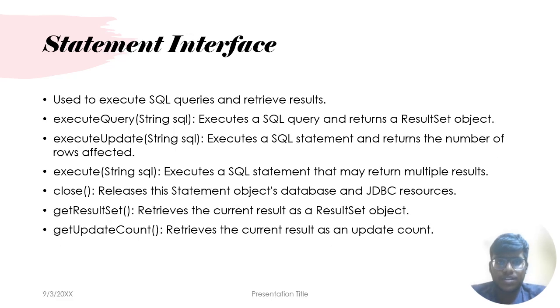The Statement interface is used to execute SQL queries and retrieve results. executeQuery executes a SQL query and returns a ResultSet object. executeUpdate executes a SQL statement and returns the number of rows affected. execute executes a SQL statement that may return multiple results. close releases this Statement object's database and JDBC resources. getResultSet retrieves the current result as a ResultSet object. getUpdateCount retrieves the current result as an update count.